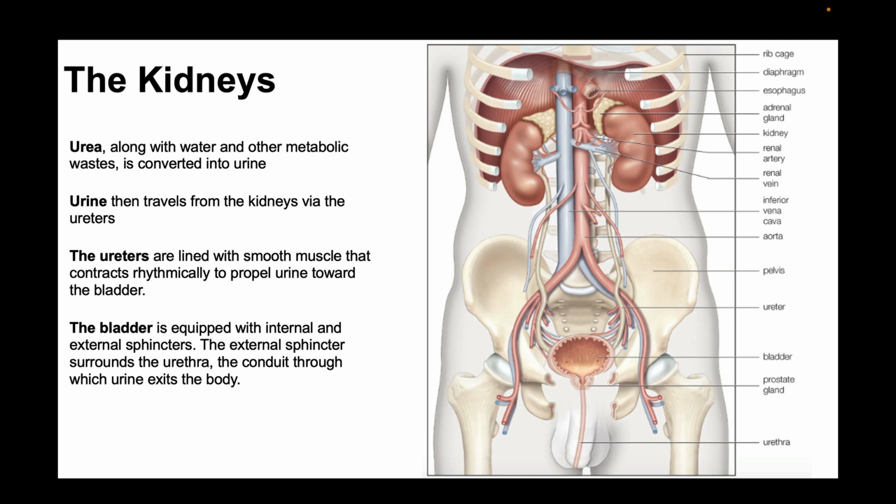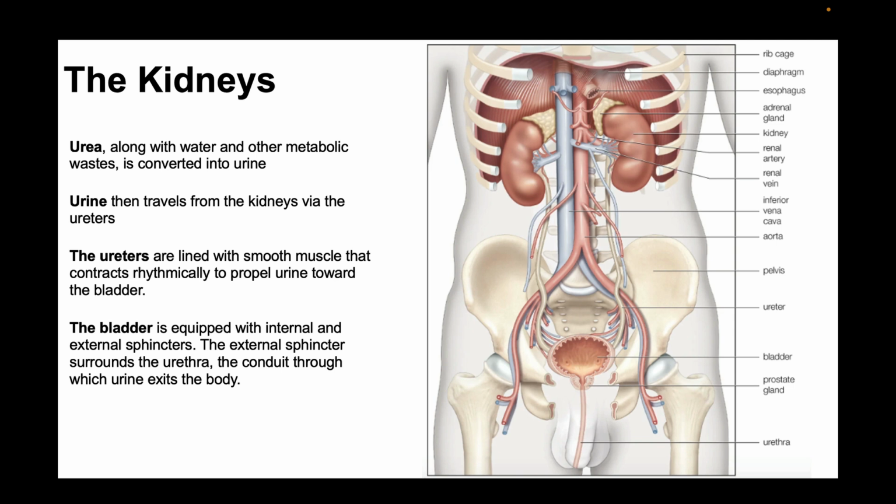Urine then travels from the kidneys via the ureters, which are approximately 20 to 25 centimeters long. The ureters are lined with smooth muscle that contracts rhythmically to propel the urine towards the bladder. The bladder is a hollow balloon-like organ located in the pelvis. It is supported by ligaments that anchor it to surrounding structures.